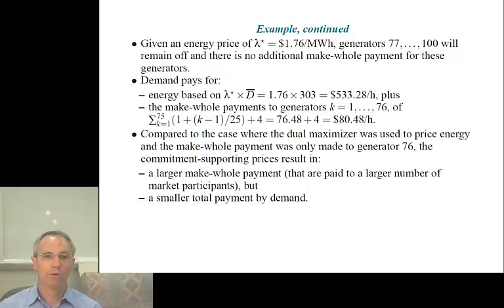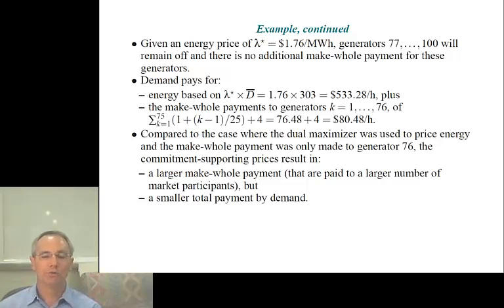Demand is going to have to pay for all the make-whole payment. The energy payment would be based on lambda star times demand, $1.76 per megawatt hour times 303 megawatts, which would be $533.28, plus make-whole payments to generators k equal 1 through 76, given by $80.48 per hour. So the expression for generators 1 through 75 is 1 plus k minus 1 on 25. For generator 76, it's 4.